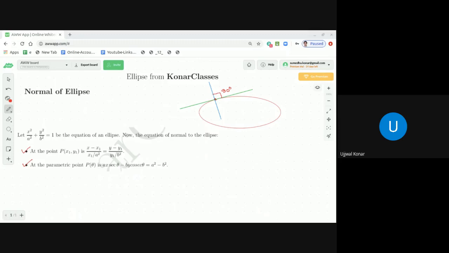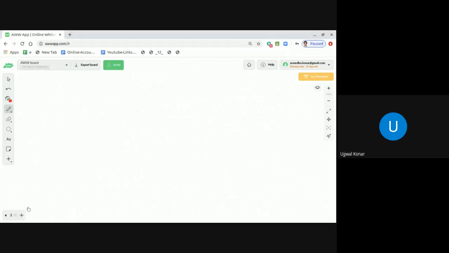So this is all about normal of an ellipse. Now, dear students, what I'm going to discuss now is the chord joining 2 points on the ellipse. Let us consider an ellipse and consider 2 points on that ellipse, something like this. So let me bring the diagram first, dear students.